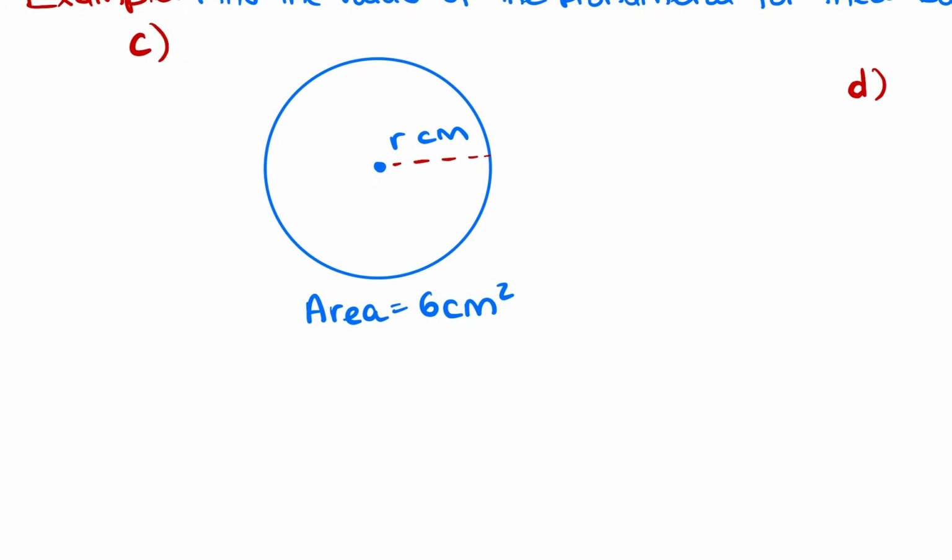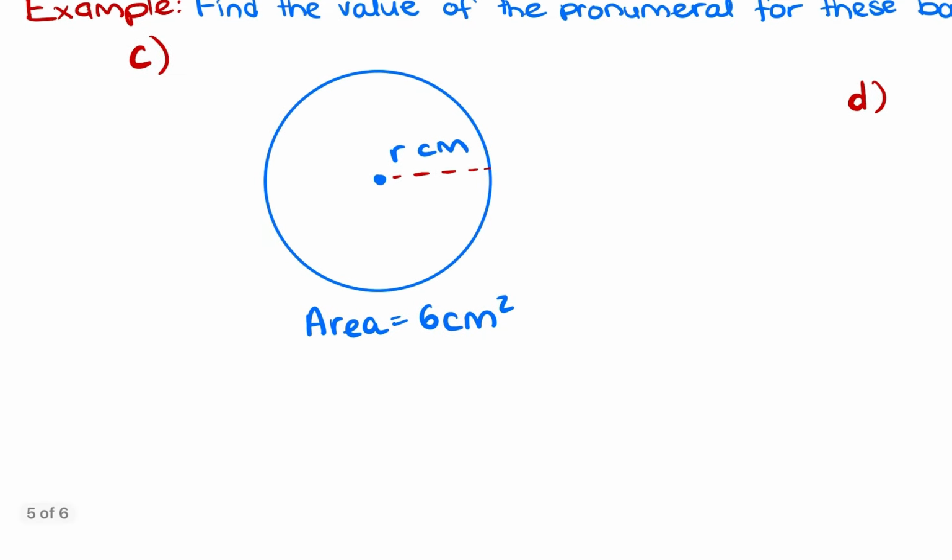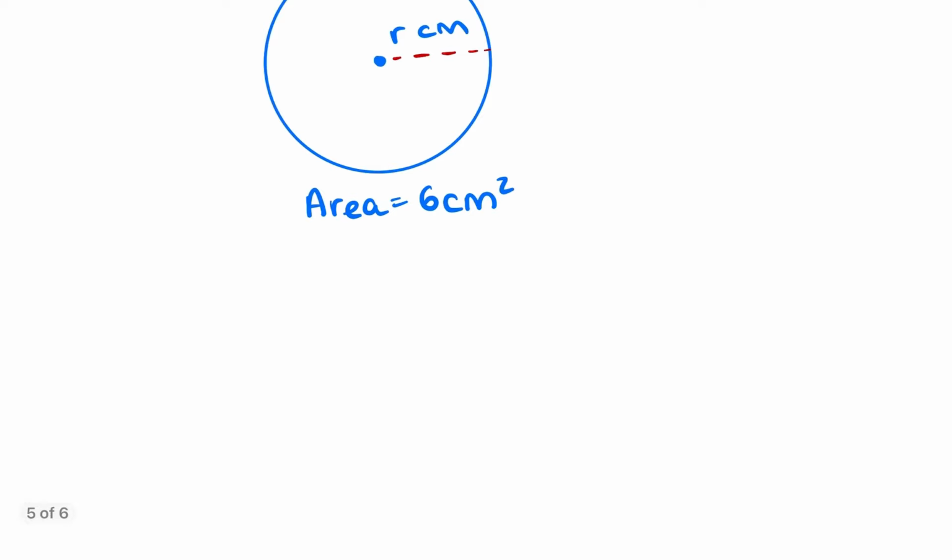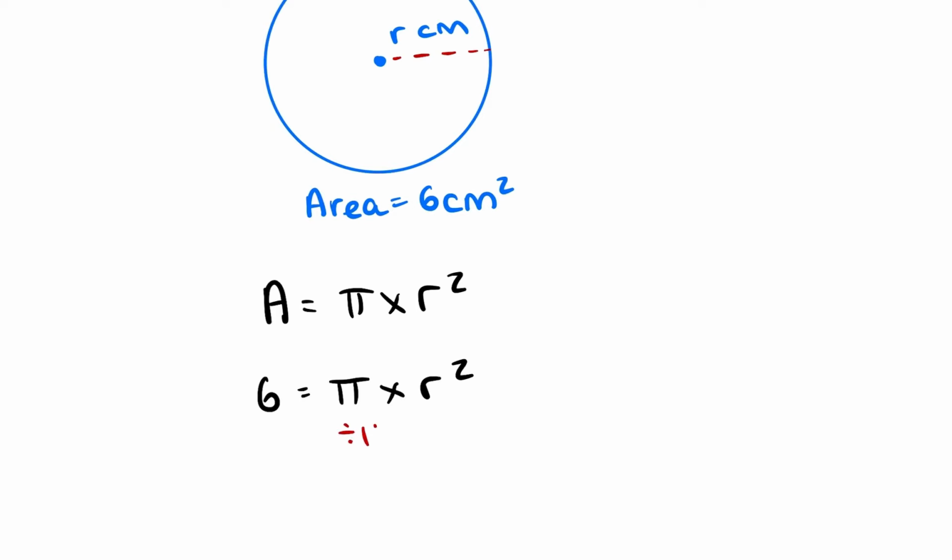So here, we've got this circle and we're needing to find the radius. If you remember, area of a circle is pi times our radius squared. One thing you need to know is that to get rid of a square, that little 2, we use a square root to cancel it out. So let's substitute in what we know. We know our area is 6, we know pi, but we don't know our radius. So I need to get rid of pi, so I'm going to divide by pi.